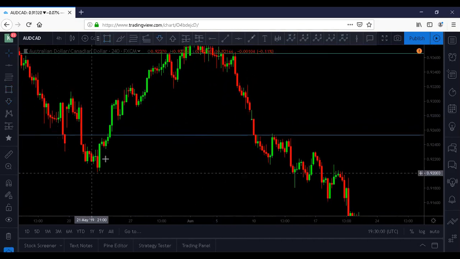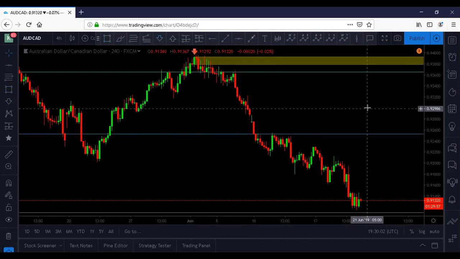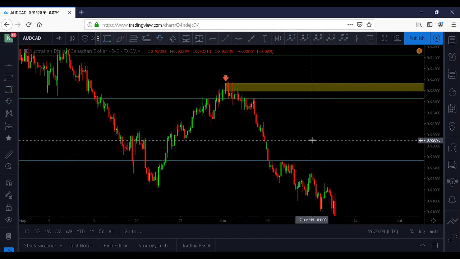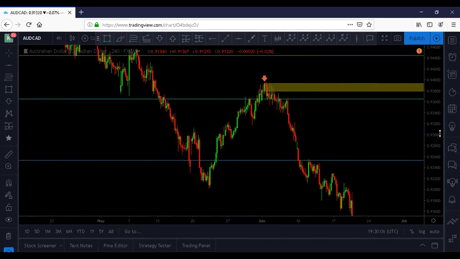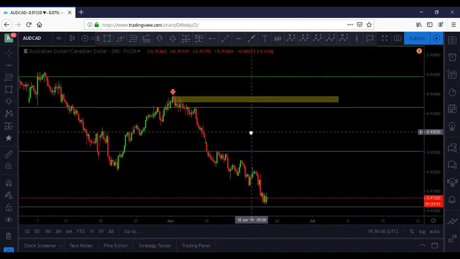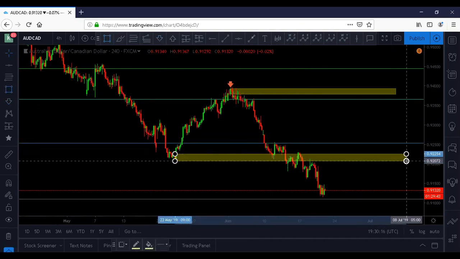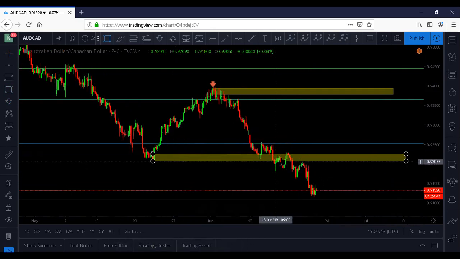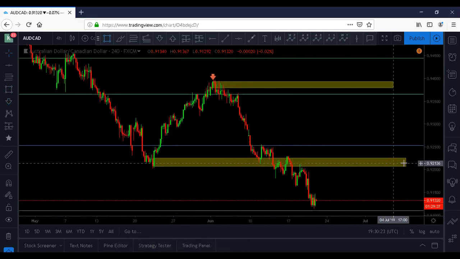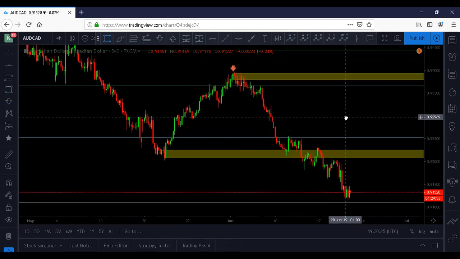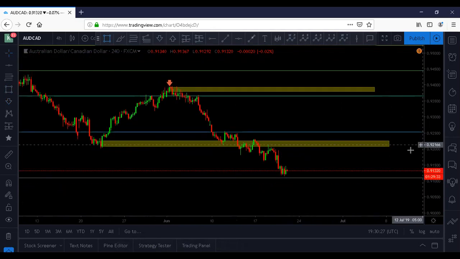So I see that you take that. You also include the wicks, or is it just the body of the candle? Just include the body. Oh, okay. So if I was to draw this one, I'll take it like that. Can you see how nicely it fits on the future price action? Yes. Okay.